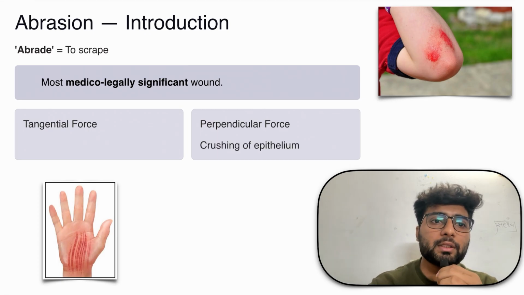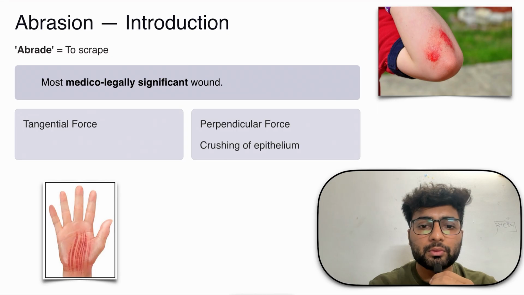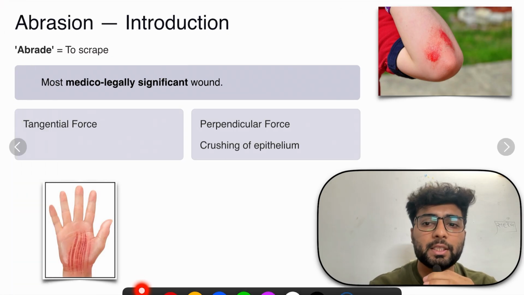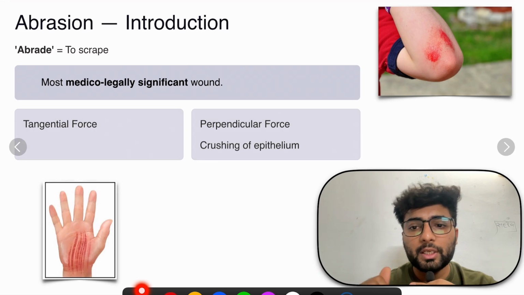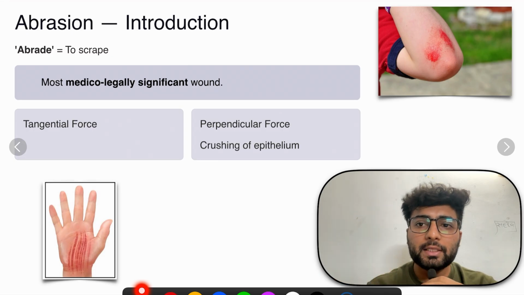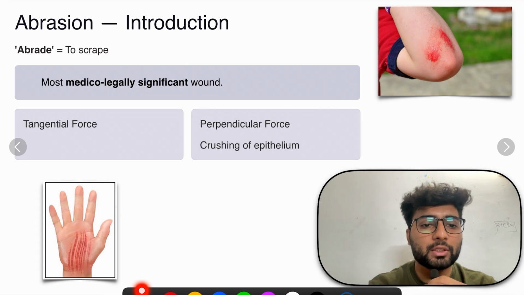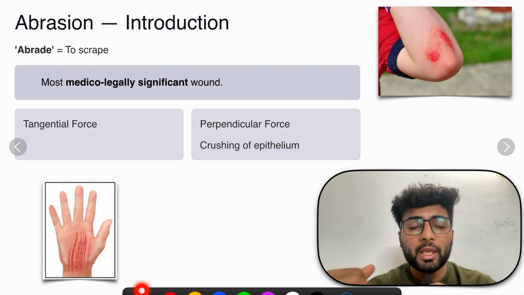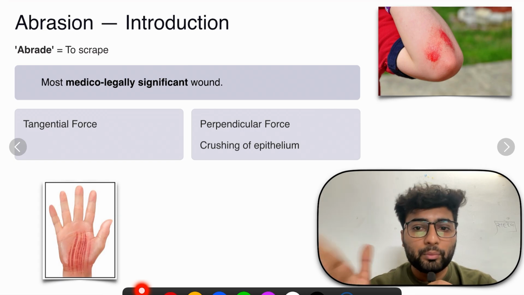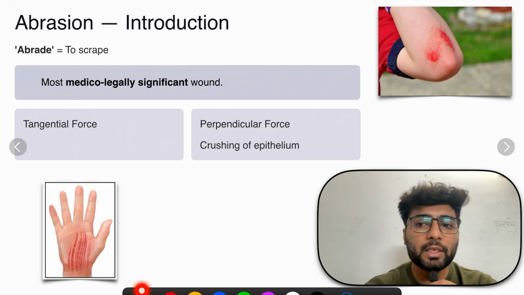See, abrasion, the word literally means to scrape or any injury, and it is the most common, most medico legally significant wound. Why? Let's say a victim is killed. Before he is killed, he will try to protect himself, or there will be a struggle. During that struggle, there will be some marks or scratch marks over his body, which will tell some proof about how he is killed, etc. So it is a medico legally significant wound.